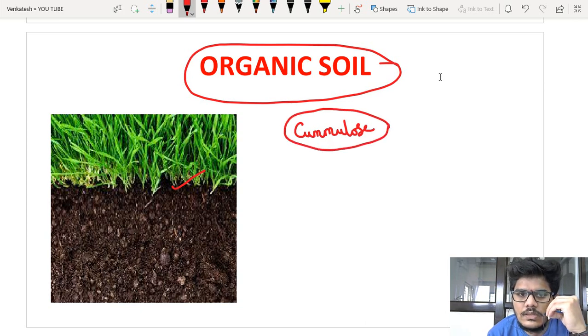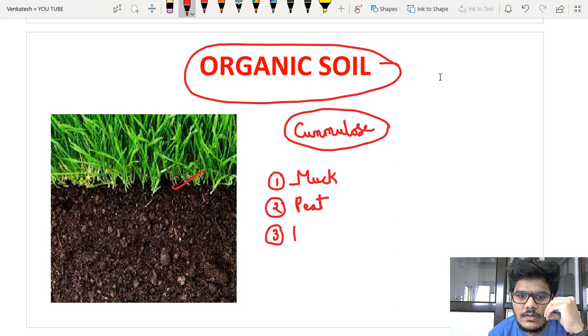So in organic soils, we have to remember three types of soils. One is muck, second one is peat, third one is humus.